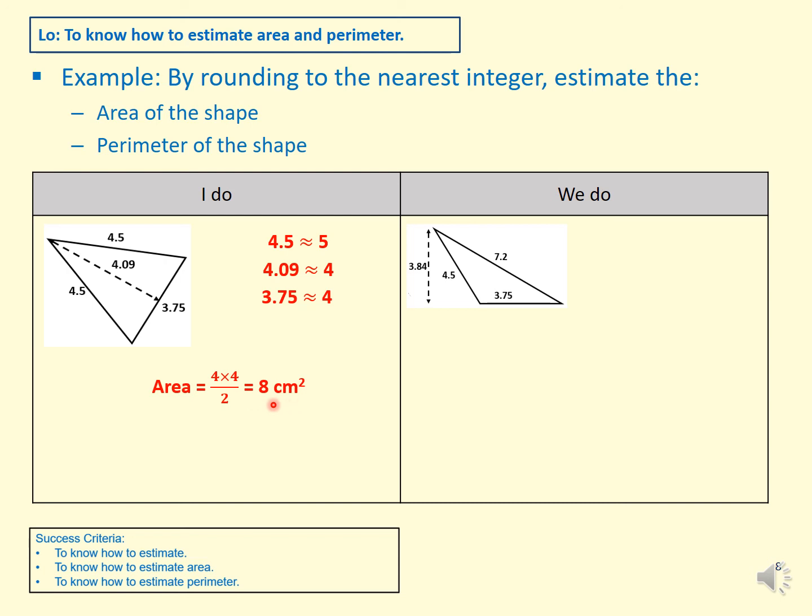Now for perimeter, start from one corner, go around the shape, add up everything that you have around the shape. So if you do so, you get 5 plus 5 plus 4, which is 14 centimeters. Now pause the video and have a go with the video question.